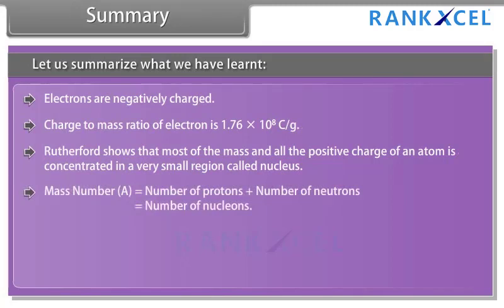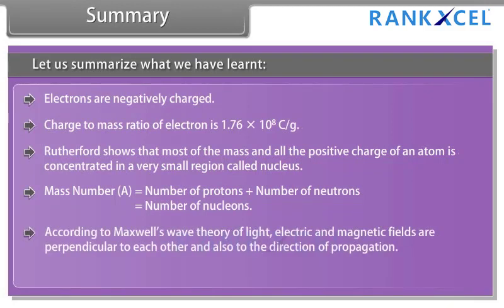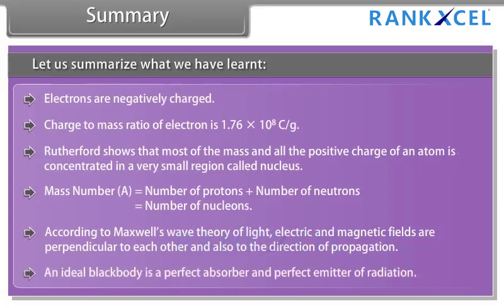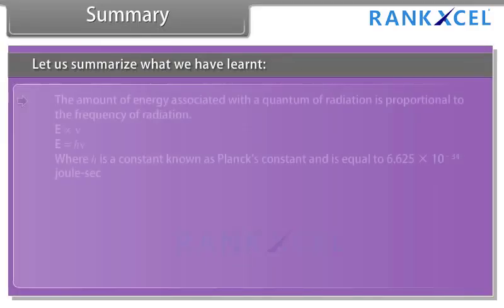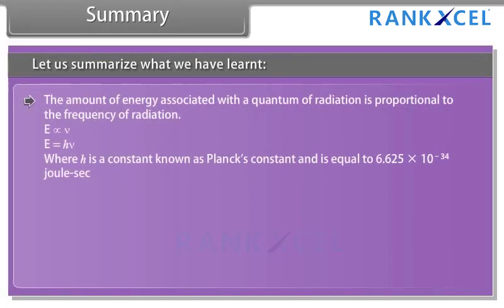Mass number A = number of protons plus number of neutrons = number of nucleons. According to Maxwell's wave theory of light, electric and magnetic fields are perpendicular to each other and also to the direction of propagation. An ideal black body is a perfect absorber and perfect emitter of radiation. The amount of energy associated with the quantum of radiation is proportional to the frequency of radiation, where h is a constant known as Planck's constant and is equal to 6.625 × 10^-34 joule second.